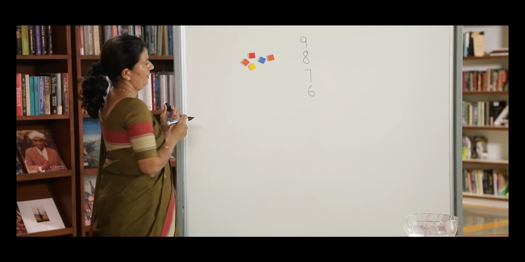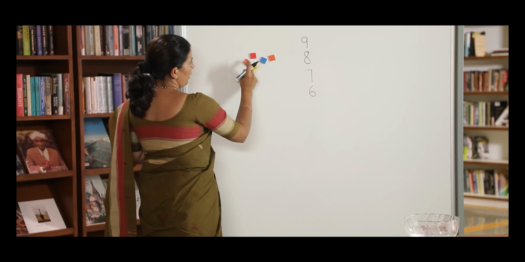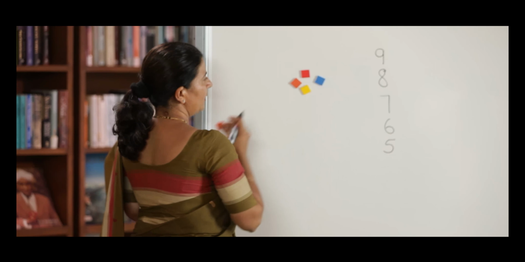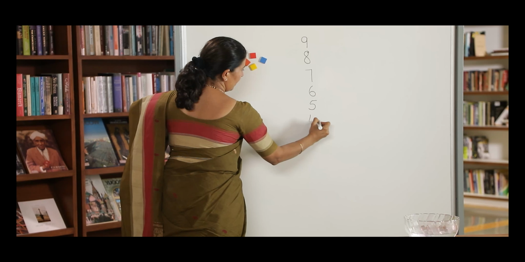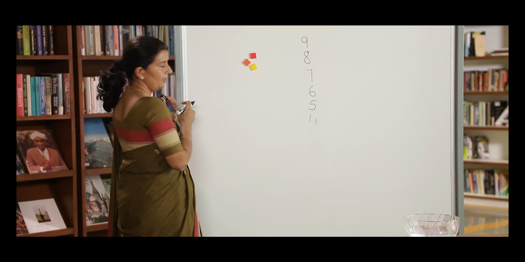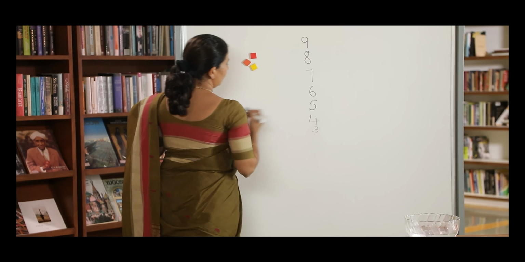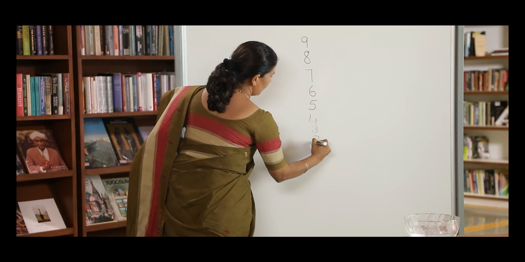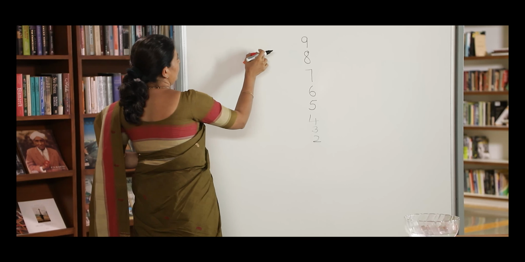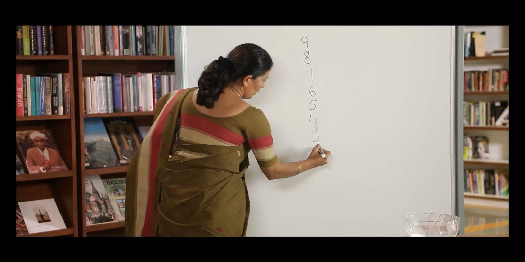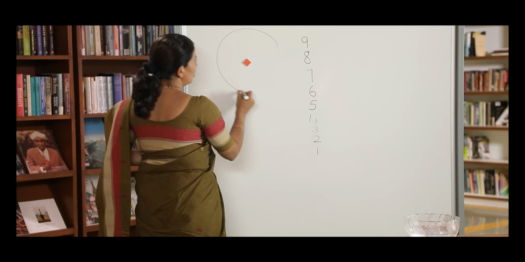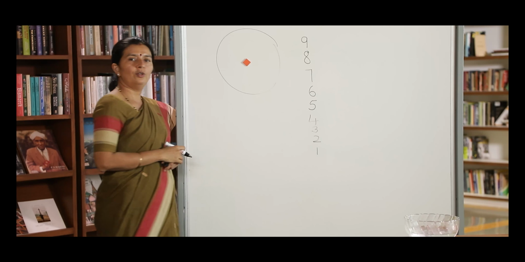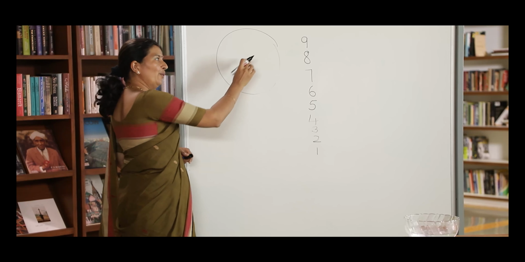If I remove one more, how many? 1, 2, 3, 4, 5. We have 5 here, right? If I remove one more, 4. If I remove 1 from 4, 3. If I remove one more, we have 2. From 2, if I remove 1, 1 is remaining. How many did we have in the beginning? We had 9. After removing 1 by 1, only 1 is remaining.